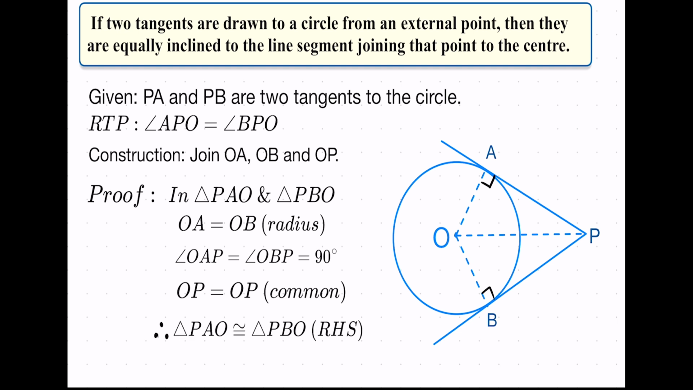So we can say that triangle PAO is congruent to triangle PBO by RHS criteria, and so we can say that angle APO equals angle BPO. And this is how we can prove this statement.